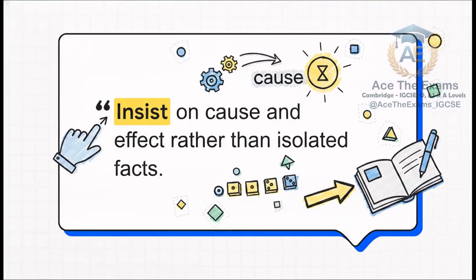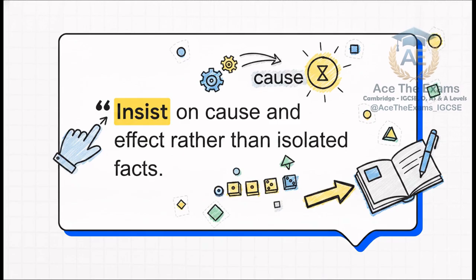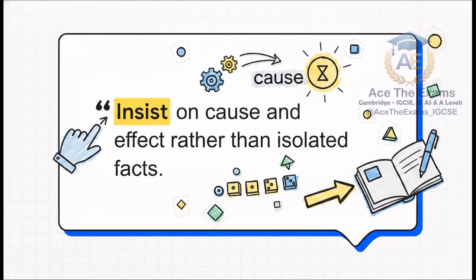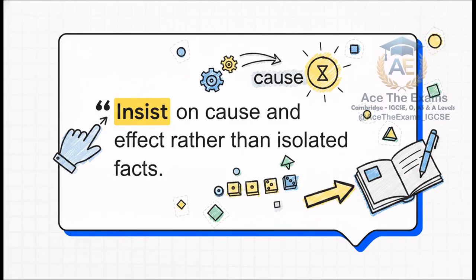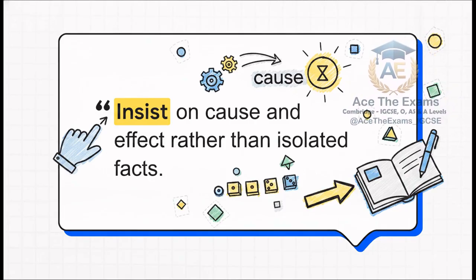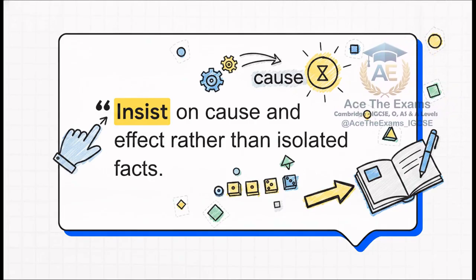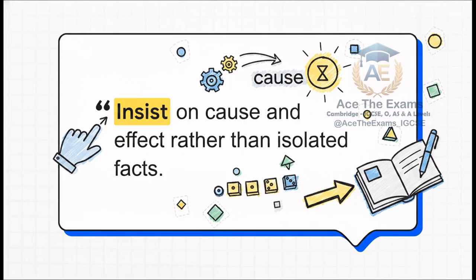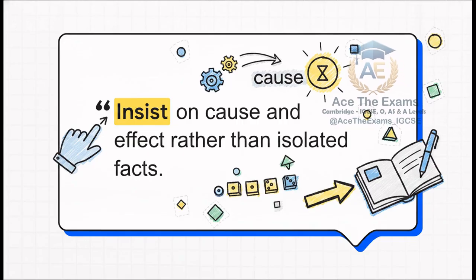Just look at this quote straight from our syllabus source material. Insist on cause and effect rather than isolated facts. This is literally everything you need to know about the examiner's mindset. When you are writing your answer, you should move gradually from everyday language to precise, razor-sharp physics vocabulary.